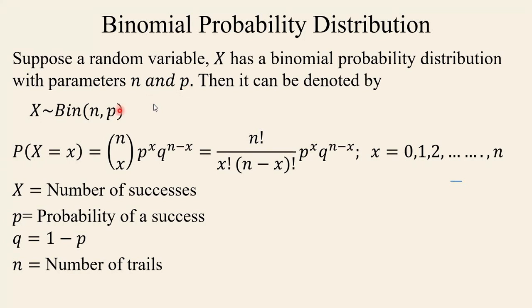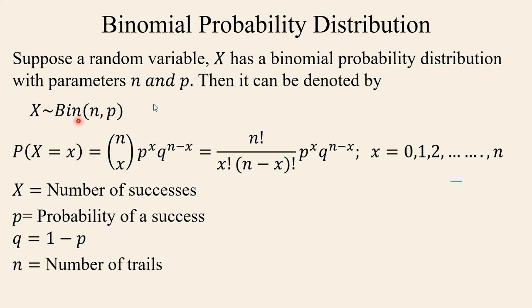And then how do we denote it? Suppose a random variable X has a binomial probability distribution with parameters n and p. Then it can be denoted by X follows binomial(n, p). The two parameters we have to specify. So if you have a random variable X with a binomial distribution with parameters n and p, where n is the number of trials and p is the probability of success, then we can denote this as X follows binomial with n, p.